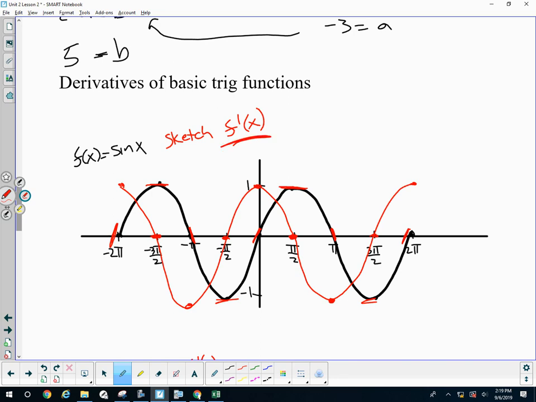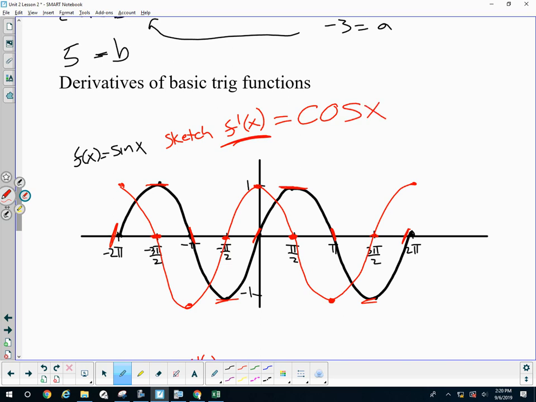There's f prime in red. I'll let you catch up there. It looks just like sine. The value at x equals 0 is 1. The value at x equals pi over 2 is 0. The value at pi is negative 1. Which function has those values? Cosine. The tangent slope generator for sine is simply cosine.